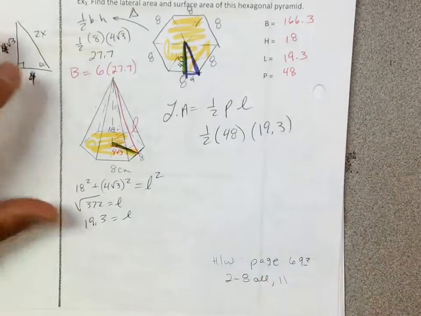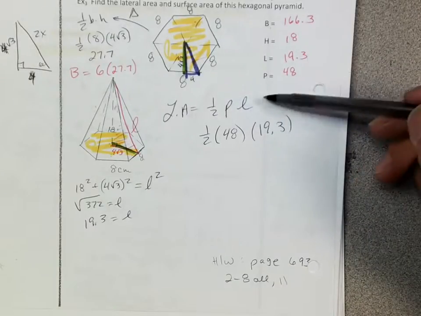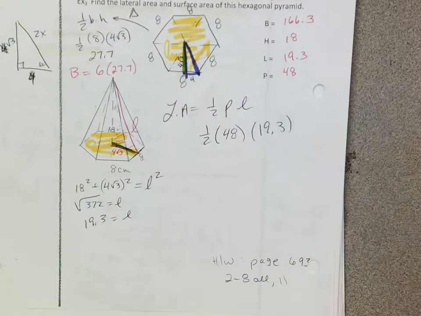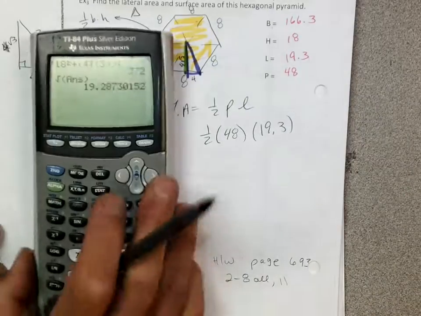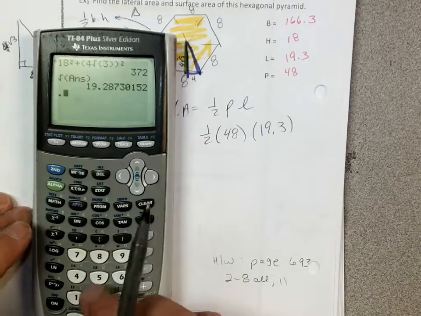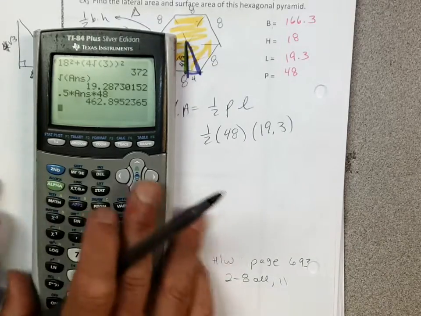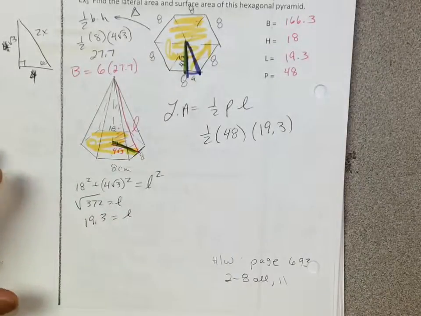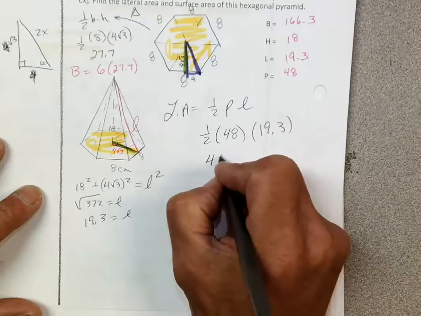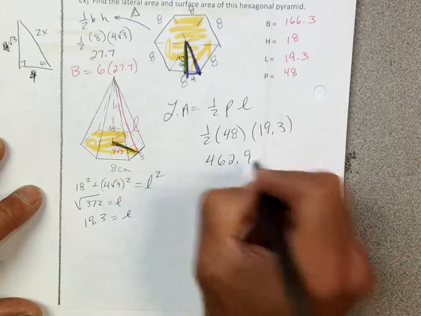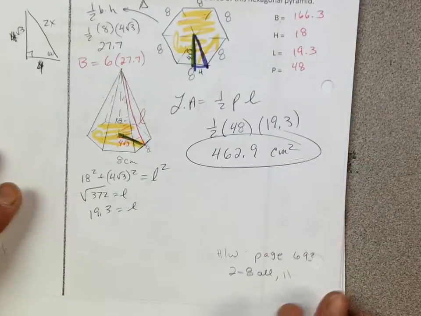Okay, so I'm just putting the numbers into the formula. I've got my perimeter, which is 48, and my slant height, which is 19.3. Let's do that in my calculator. 0.5 times that times 48. So I get about 462.9, and that's in terms of centimeters squared. Bam!